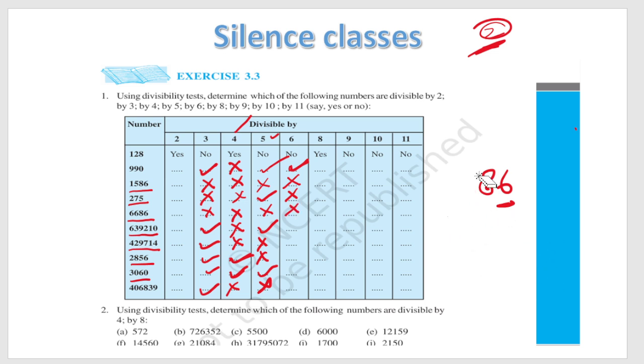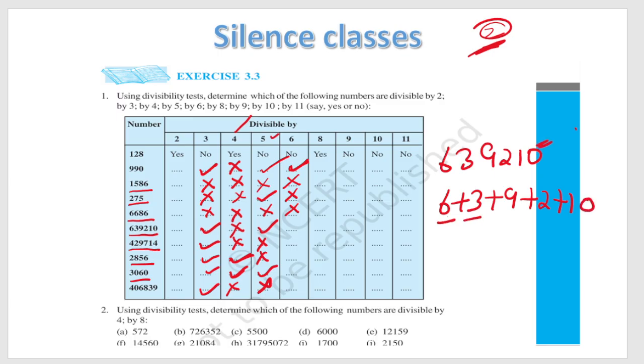Okay. Now let's move to the next question, that is 639210. 0 is there, which means it is divisible by 2. Now let's check whether it is divisible by 3 or not. 6 plus 3 is 9, 9 plus 9 is 18, 18 plus 2 is 20, and plus 1 is 21. Yes, 21 is divisible by 3, which means this number is also divisible by 6.